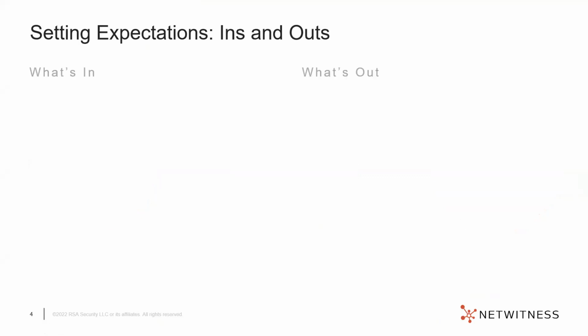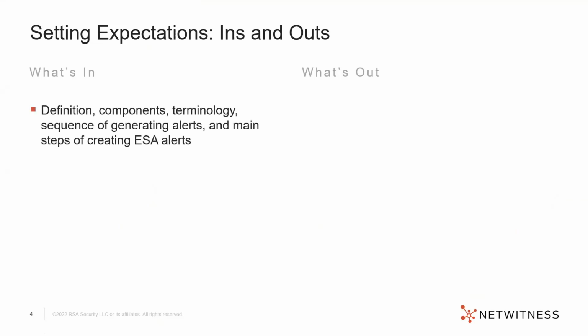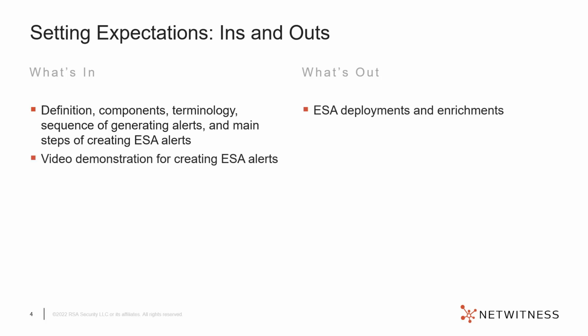Okay, let's start by setting your expectations from this session. We will cover the introduced topics, which means ESA definition, components, terminology, sequence of generating alerts, and main steps of creating ESA alerts. But topics such as adding a deployment or configuring enrichments are not included in this session. The fourth topic includes a video demonstration for creating ESA alerts. I will go through the video and explain every part of it, but I will leave exploring ESA on the NetWitness UI itself to you, of course, if you wanted to.